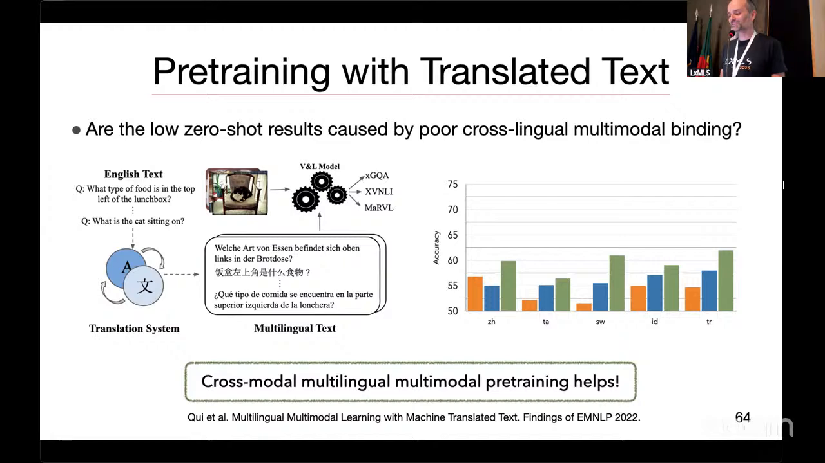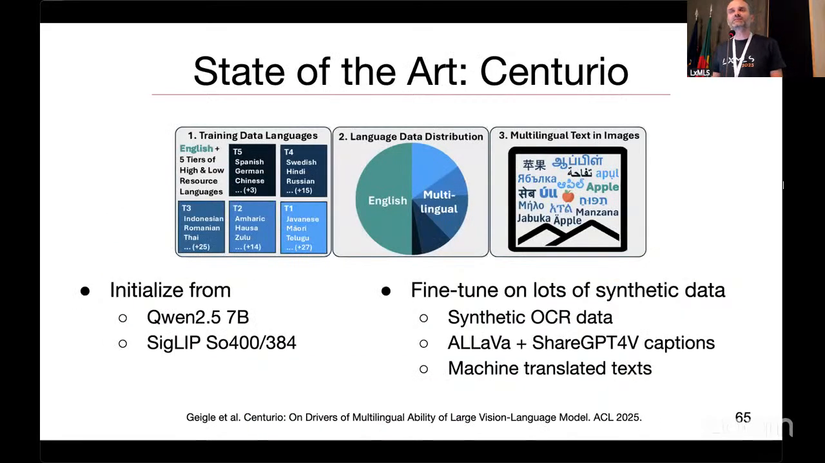I think the state of the art in this area is a model called Centurio. This is a model that's initialized from Qwen 2.5 and the SigLIP image encoder. And it's trained on 5 different tiers of languages with a distribution that's 50% English and 50% multilingual. And it also has a really strong focus on multilingual text and images for OCR. So there's a lot of naturally occurring data and a lot of synthetic data from OCR and machine translation.